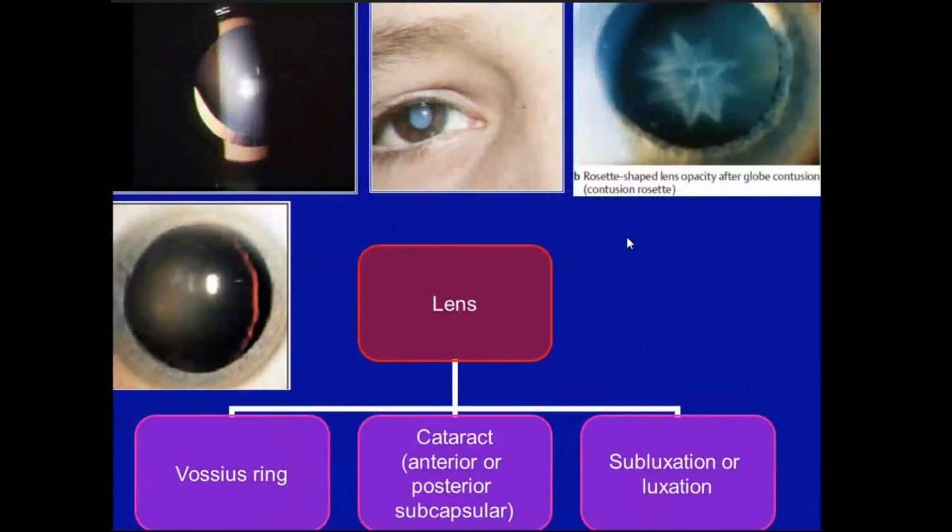Okay, let's go further, deeper in the structure of the eye. Then after iris, lens. We can see Vossius ring. We can see cataract. What is cataract? Any opacity of the lens. And we can see subluxation or luxation of the lens, so we can see the changes in the lens position. Lens can move forward or into the vitreous body.